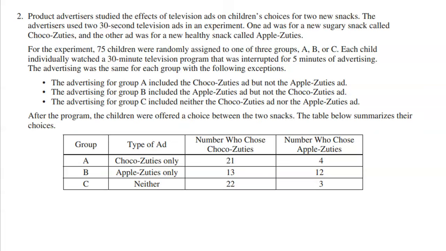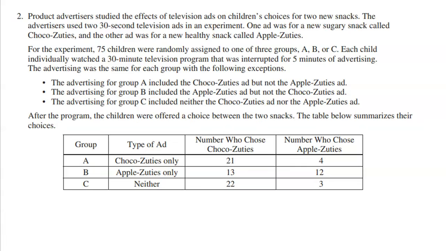All right, looking at question number 2. Product advertisers studied the effects of television ads on children's choices for 2 new snacks. The advertisers used 2 30-second television ads in an experiment. One ad was for a new sugary snack called Cocoa Zooties, and the other ad was for a new healthy snack called Apple Zooties. For the experiment, 75 children were randomly assigned to one of 3 groups, A, B, or C.